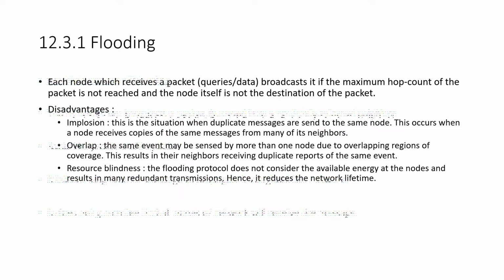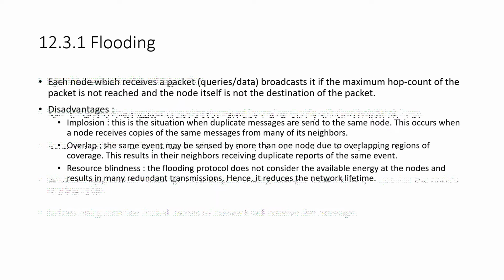Gossiping, that is a modified version of flooding. The nodes do not broadcast a packet but send it to a randomly selected neighbor. It avoids the problem of implosion. However, it takes a long time for a message to propagate throughout the network. It does not guarantee that all nodes of the network will receive the message.